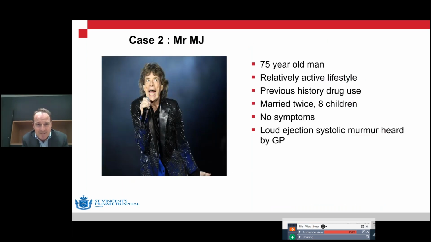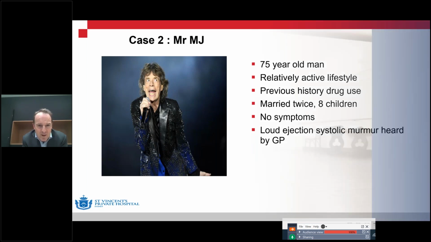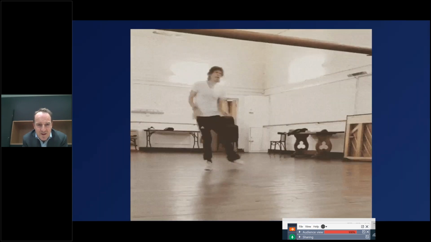This is a real case. Aortic stenosis happens to all people, even celebrities. This is a 75-year-old man who's got a previous history of drug use. He's been married twice, and he's had a loud ejection systolic murmur, which was heard by his GP, despite being able to jump around and do this on a stage.